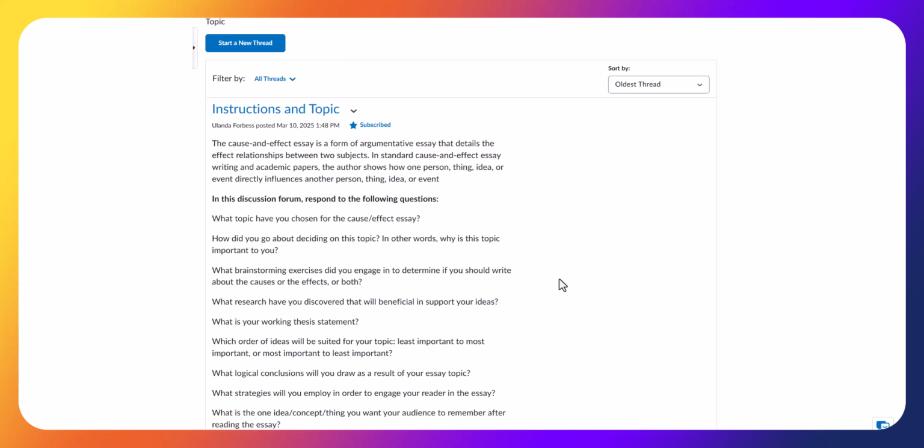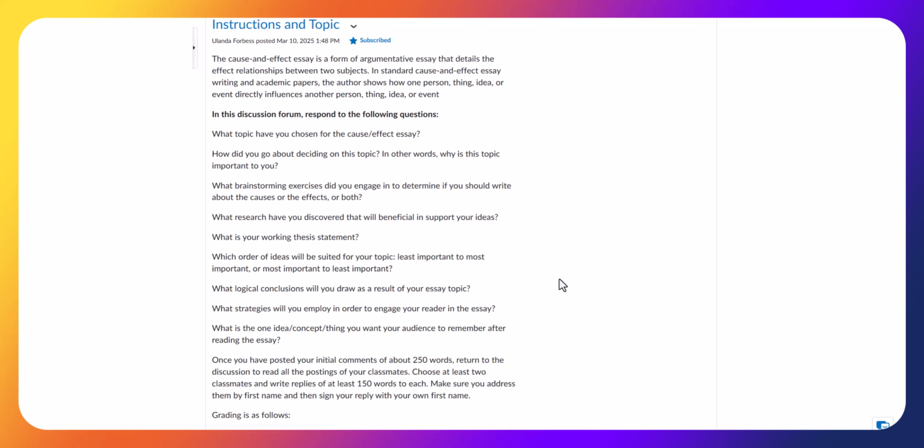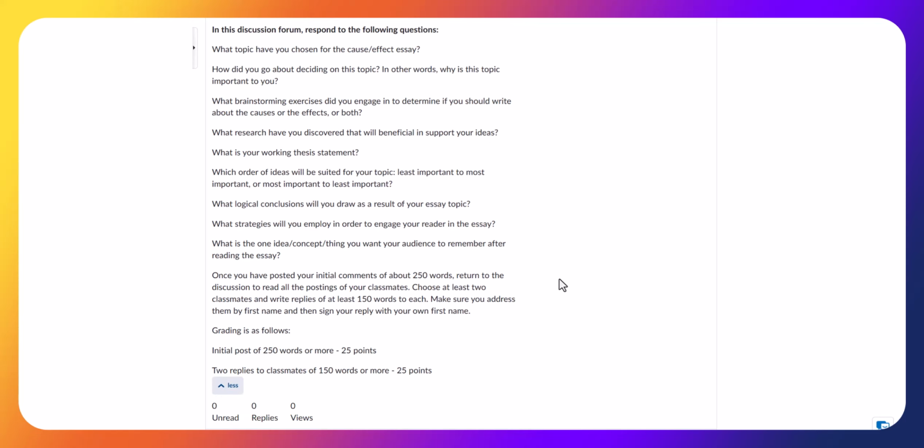That means you may change your thesis later on after we have sent our essays to the tutors. There may be some ideas that are better situated for the particular topic that we've chosen. What order of ideas will best be suited for your topic? What are some logical conclusions you can draw as a result of your essay topic? What strategies will you employ in order to engage your reader in the essay? What is one idea, concept, or thing that you want your audience to remember after reading this essay?